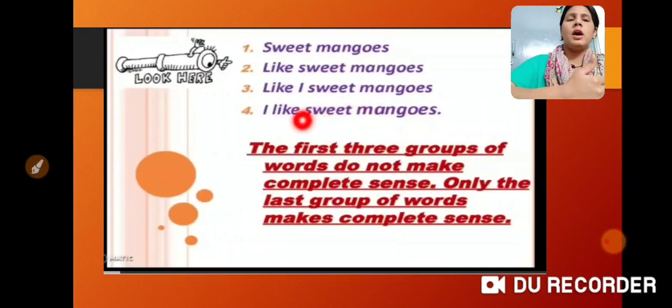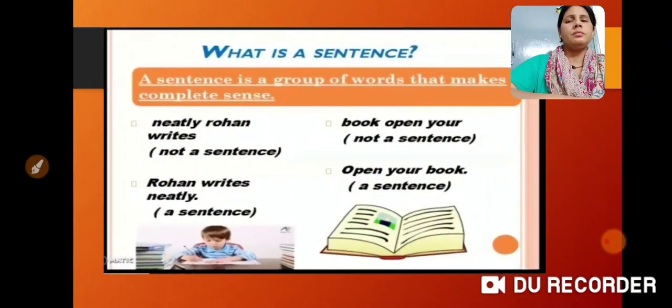So they are sentences. A sentence, so what we came to know, a sentence is a group of words that makes a complete sense. So children, now what is a sentence? A sentence is a group of words that makes a complete sense.